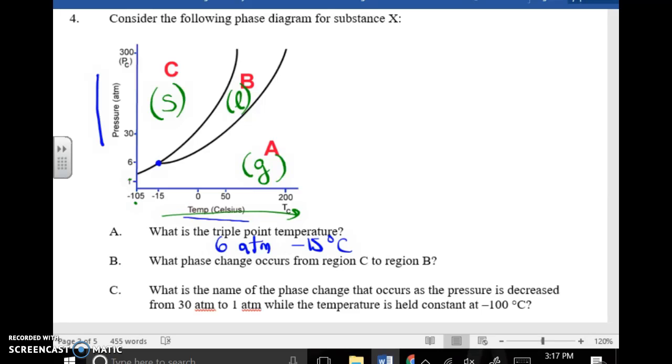B, what phase change occurs from region C to region B? Well, we've labeled the phases. So the phase change is just solid to liquid. The name of it is melting, of course.